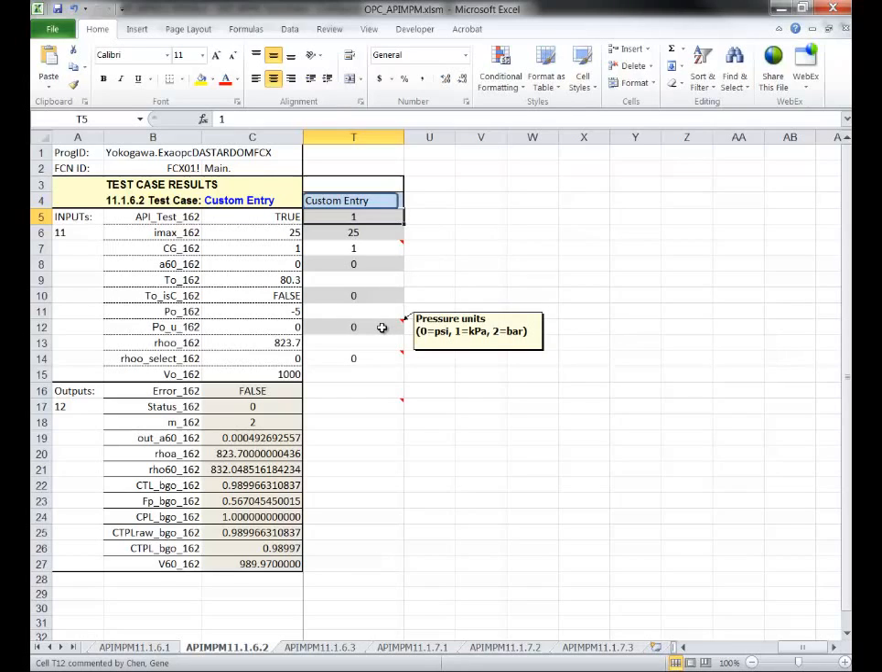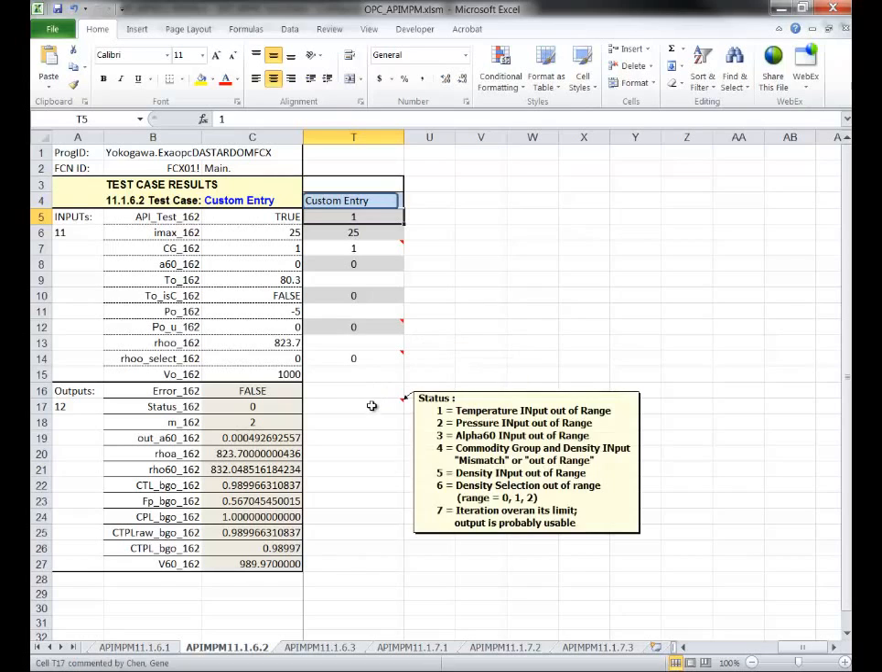The other little help bubbles here, you need to indicate at times what pressure units you've used, if it's PSI, kilopascals, or bars. And then also we have density units. We need to know if the density measurement was in kilograms per cubic meter, or if it was API gravity, also known as degrees API, or if it was relative density. And then also at the bottom, if there was an error, there's an error indicator.